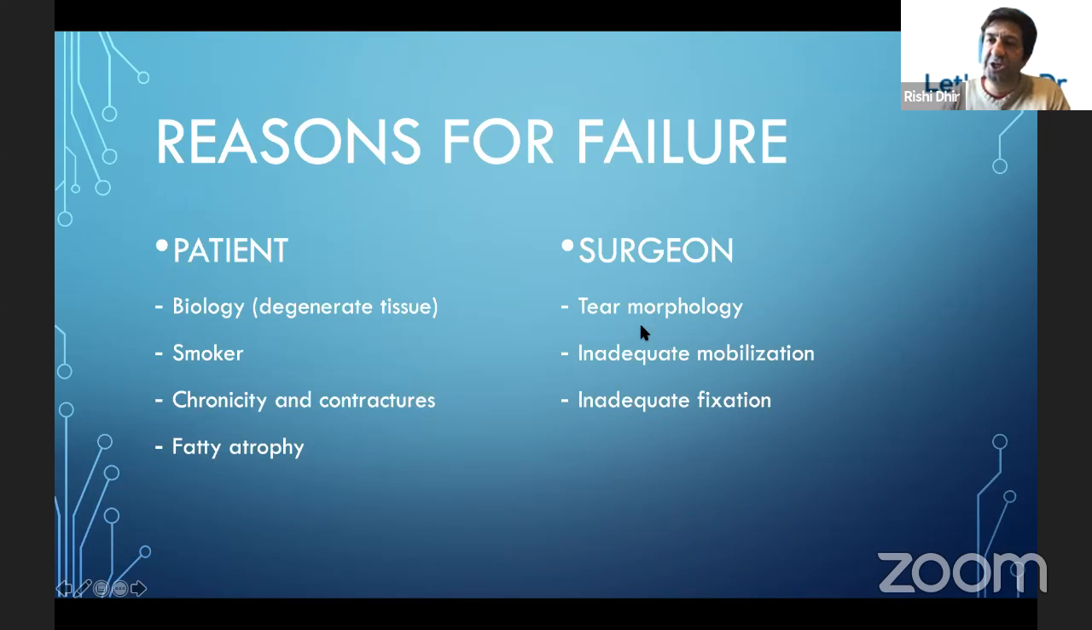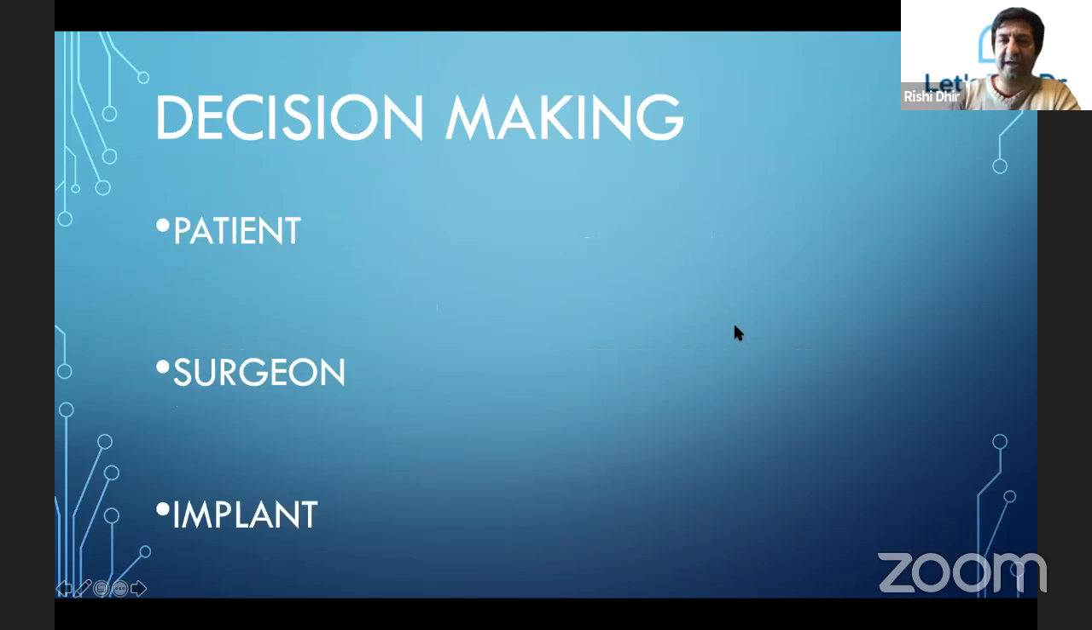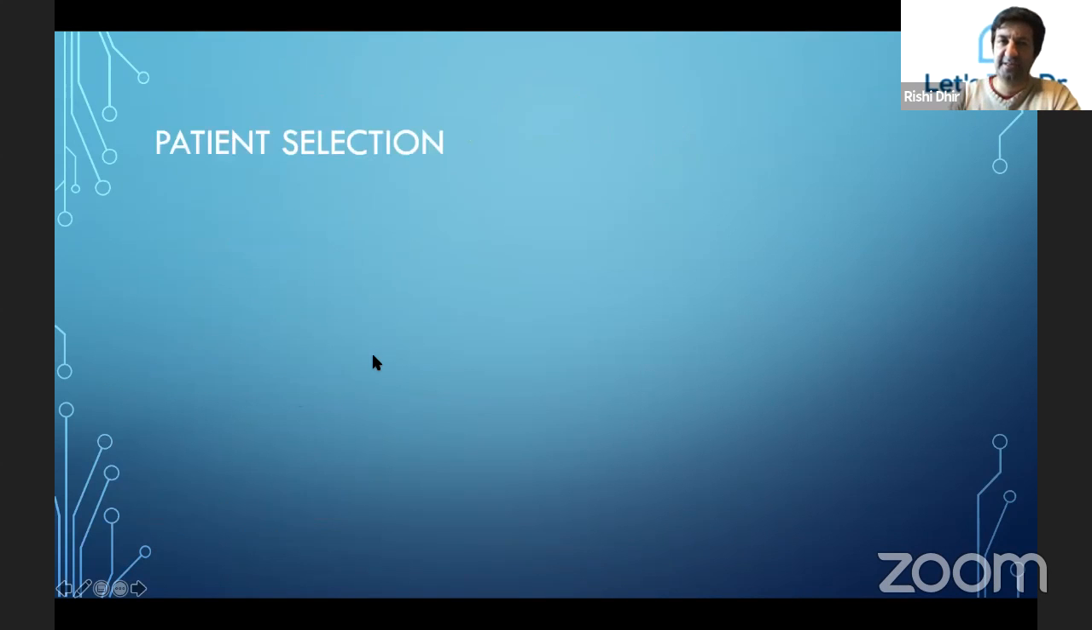They didn't appreciate the morphology and tried to repair it the wrong way. So it wasn't biomechanically stable. They didn't restore the biomechanics. And that could be because they didn't mobilize the tendon properly, they didn't visualize it properly, or they didn't fix it properly, okay? So those are your two main reasons for failure. So if we go back to that decision-making again, as I told you, the implants are so good nowadays. These are the ones that we tend to be able to change: patient factors and surgeon factors, okay?